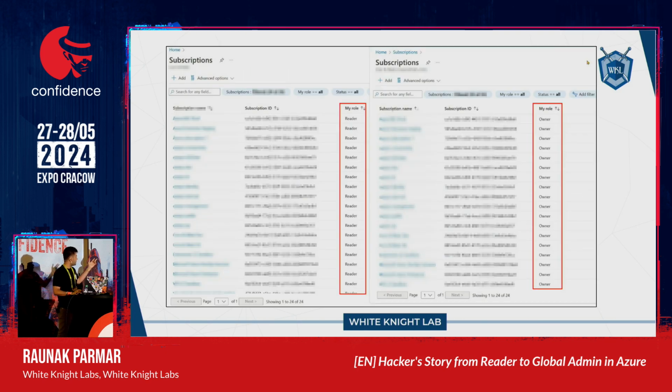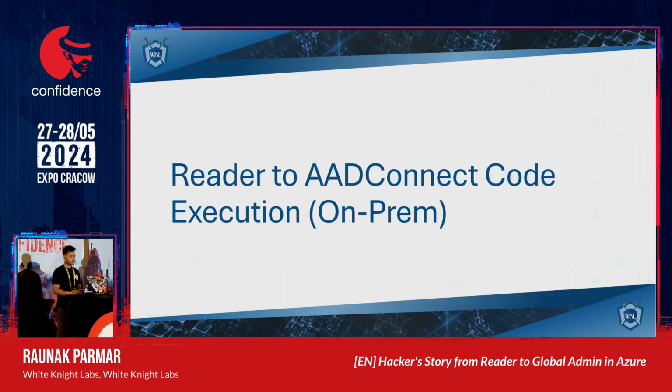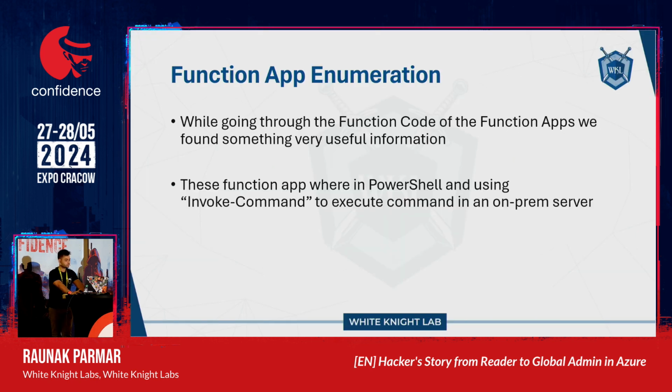And guess what? Previously we had reader, and now we have owner permissions over all the 25-plus subscriptions. That means I have control over more than 3,000 services within my client's account. So from the attack point of view, there's a red circle, which is the part we have reached till now. Now we'll talk about the second attack part, which is reader to Azure AD Connect code execution, which means we pivoted from cloud to on-prem.